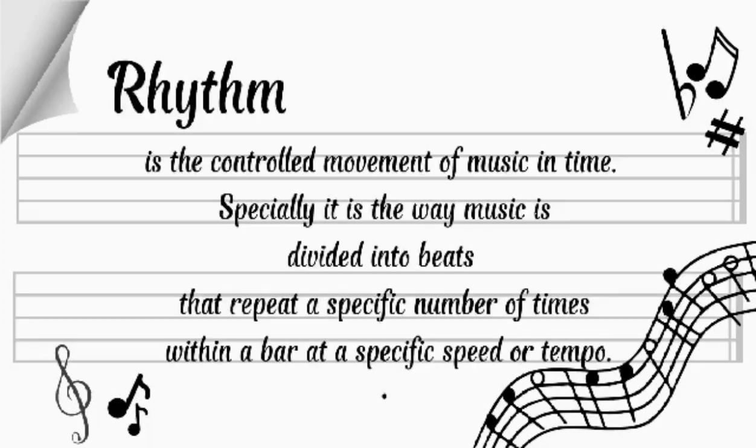Rhythm. It is the controlled movement of music in time. Especially, it is the way music is divided into beats that repeat a specific number of times within a bar at a specific speed or tempo.